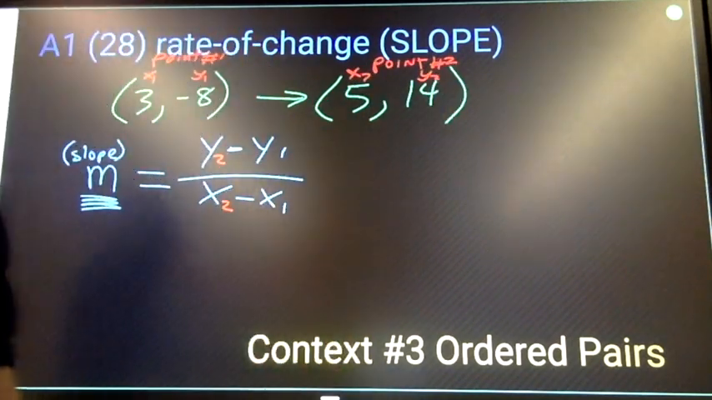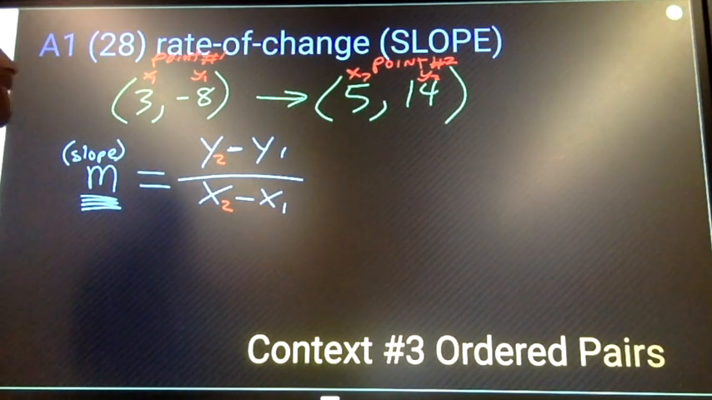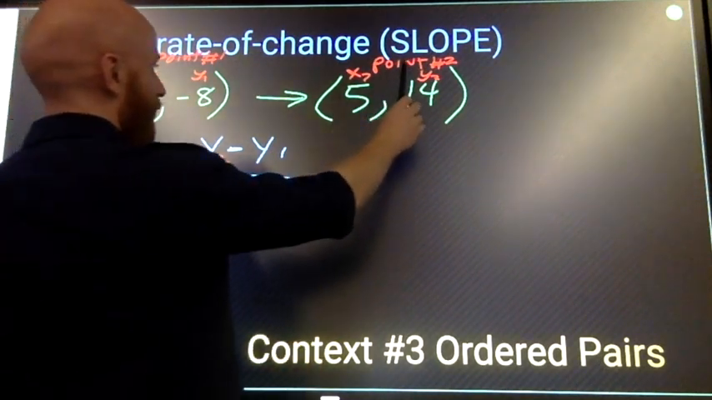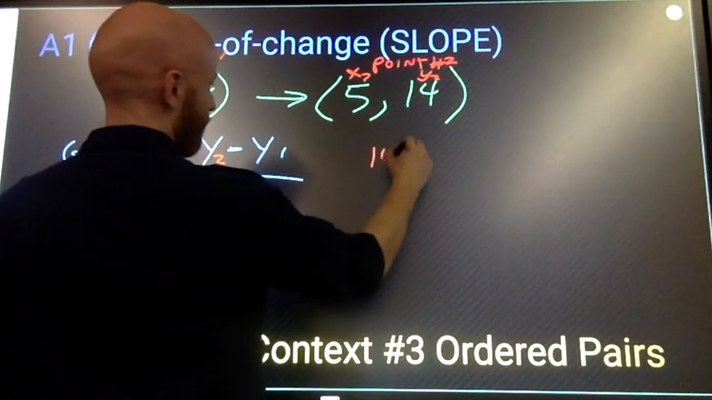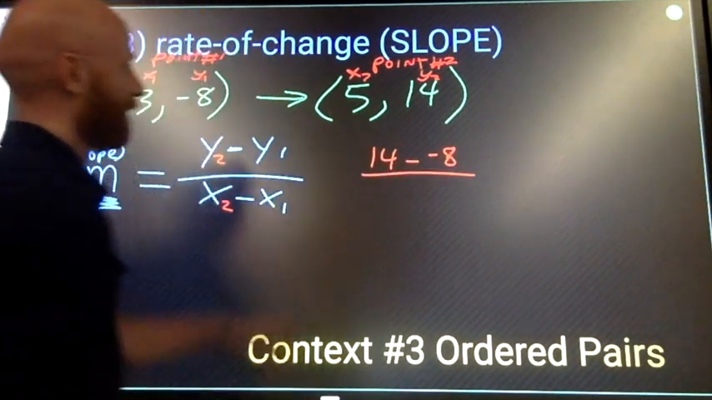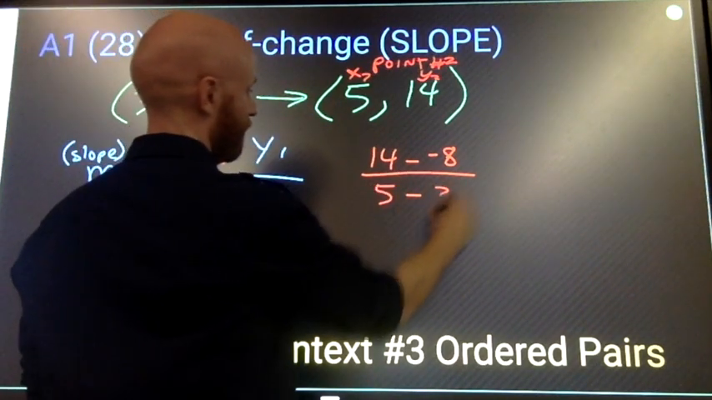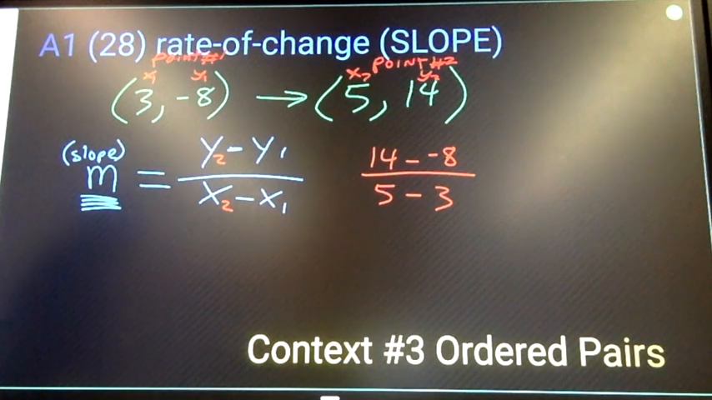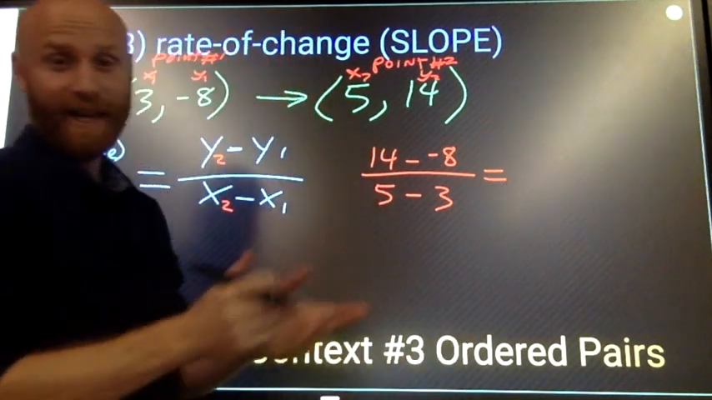All right, so given that formula, we just put the numbers in. See what happens. So you'll have 14 minus negative 8 divided by 5 minus 3. Do your math. You can just use a calculator at that point.